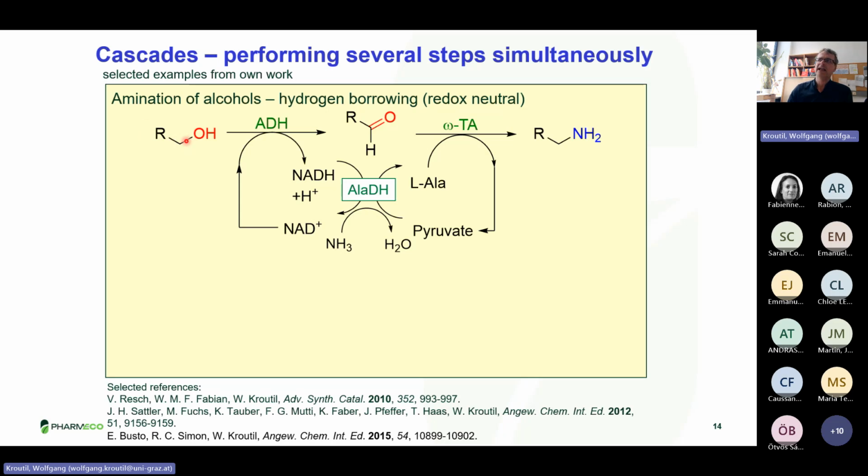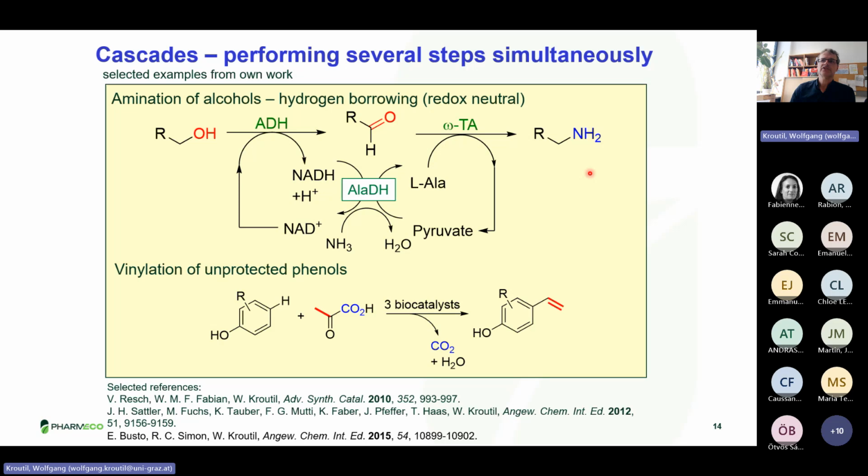to transform an alcohol to the corresponding amine, and here we have this hydrogen borrowing concept. So the hydride taken up in the first step, in the oxidation step to the aldehyde, is then reused in the second step, so that overall we have a redox neutral amination of an alcohol. There are different other options for this cascade published by other groups like Nick Turner, or another cascade shown below, for which I'm not aware that there is a chemical option for doing that.